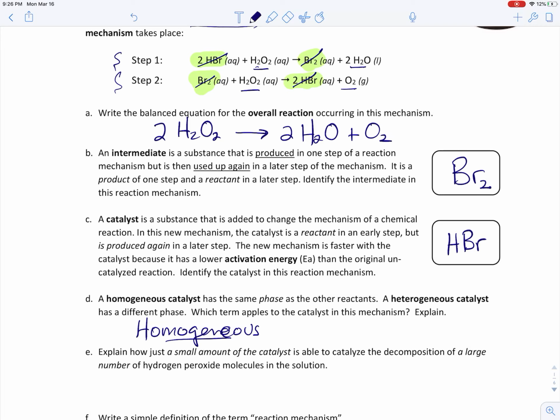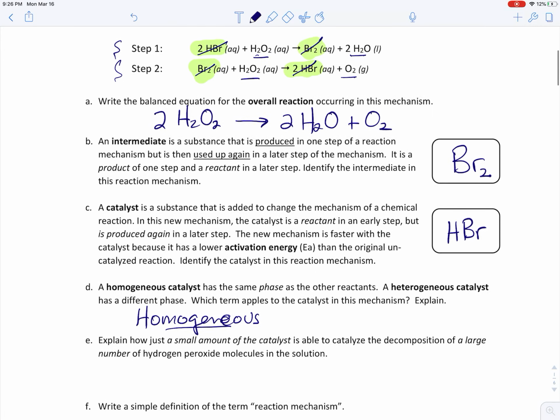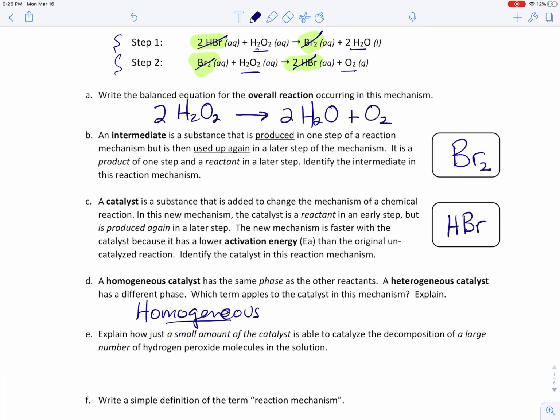The last question asks us to explain how a small amount of catalyst can catalyze the decomposition of large numbers of hydrogen peroxide molecules. I won't write out my full answer to that, but the simple answer is that because the catalyst is produced again at the end of the mechanism, in this case in step 2, it's able to go on and react again.